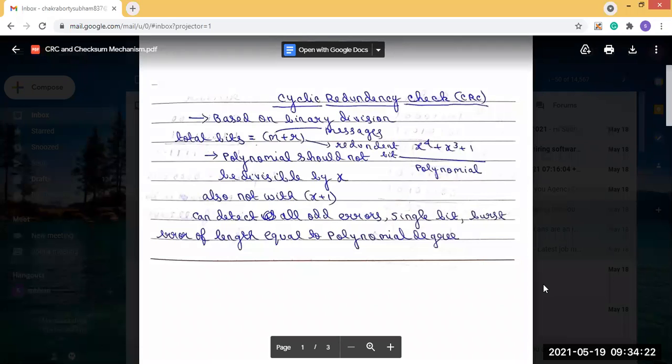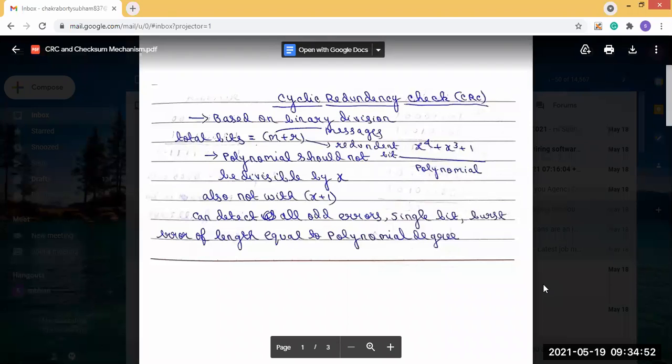So, good morning to everyone. Today we will see the topic which in the previous day I discussed about the two error detection techniques, that is the parity bit and the two-dimensional parity bit. So today we will see another two error detection techniques, that is the cyclic redundancy check (CRC) and the checksum. These two we will see today.